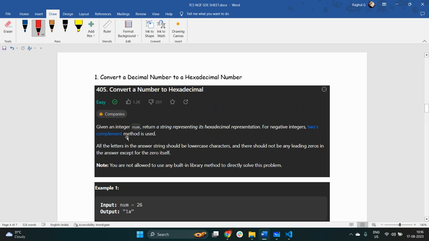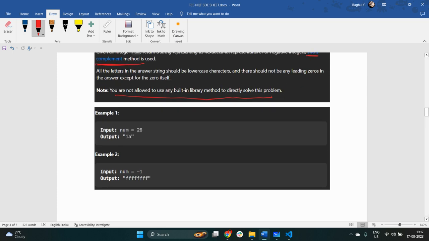Given an integer num, return a string representing its hexadecimal representation. For negative integers, the two's complement method is used. I want you to get to know about this two's complement method, because we are going to use it for negative numbers. All the letters in the answer string should be lowercase characters, and there should not be any leading zeros in the answer except for zero itself. Note, you're not allowed to use any built-in library method to directly solve this problem. You're supposed to use the method which is conventionally used, like converting a decimal number to a hexadecimal number. Let's see some examples.